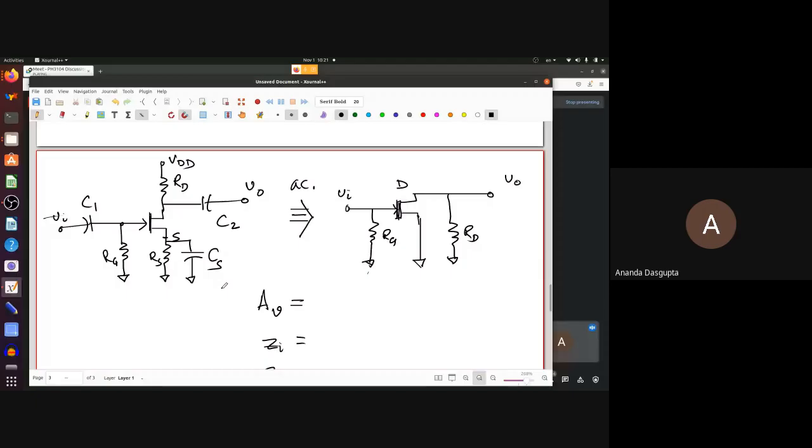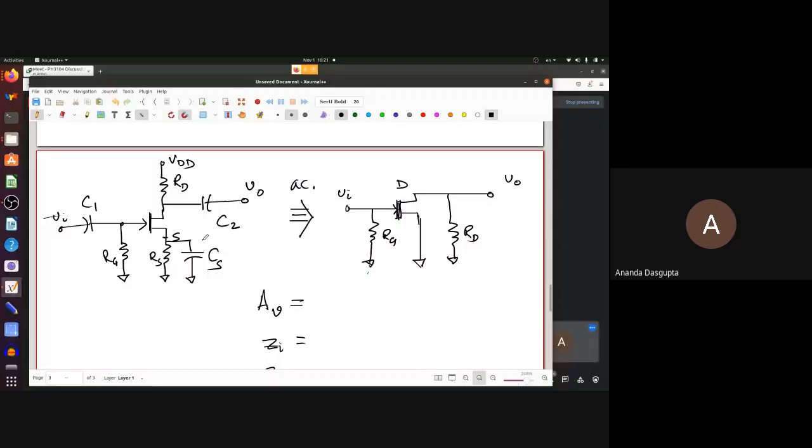Two are shorts in both circuits. RD is connected between the drain and the ground in both circuits as far as AC is concerned. In the fixed bias circuit, you have an RG in series with the VGG, but for the AC circuit, VGG is 0, so RG is directly connected to the ground. And the only difference here, RS, because of the capacitor CS and assuming that we are at a higher frequency, has been shorted out.